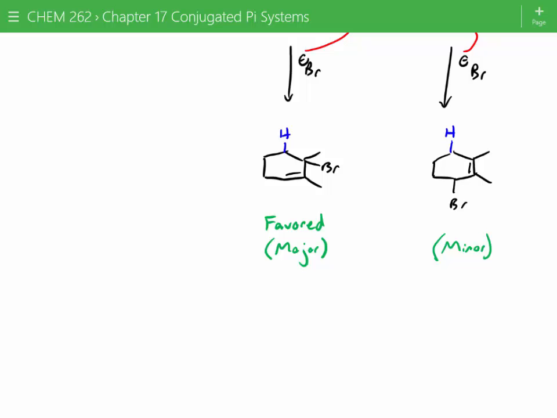All right, so try to work on the next problem of the day by tomorrow, and then we'll talk a little bit more about thermodynamics versus kinetics, and then we'll start getting into pericyclic reactions too.